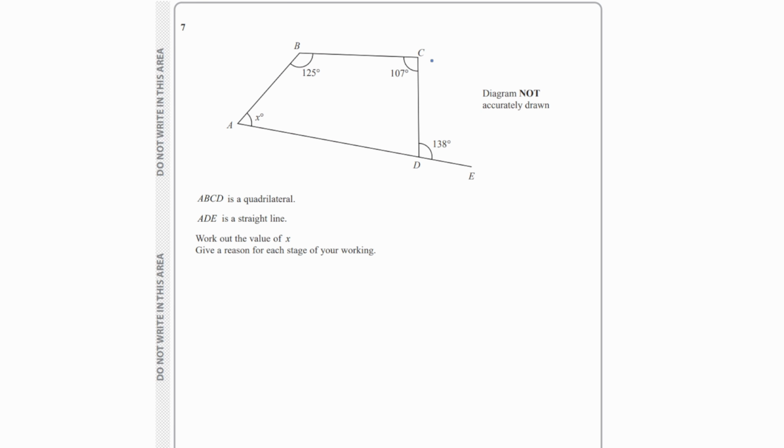Okay, so let's look at question 7. ABCD is a quadrilateral. Okay, angles in a quadrilateral will add up to 360, so that's useful for us. ADE is a straight line. Angles on a straight line sum to 180. Work out the value of x. Give a reason for each stage of working.